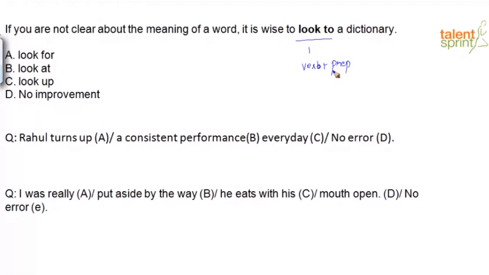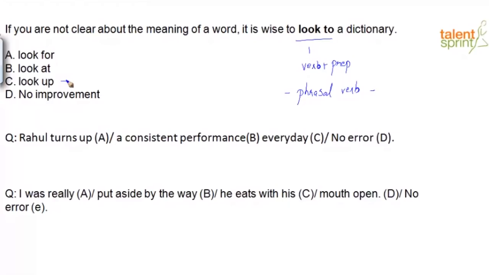I have A, B, C, phrasal verbs. So phrasal verbs are basically verb plus preposition or verb plus adverb collocations, right? And what you need to understand is one phrasal verb can have different meanings in different contexts. That's also something that you need to keep in mind. Now here, what are they trying to do? Look for means you're searching. Look at, again, that's typically just seeing something. Look up. What's the meaning of look up?